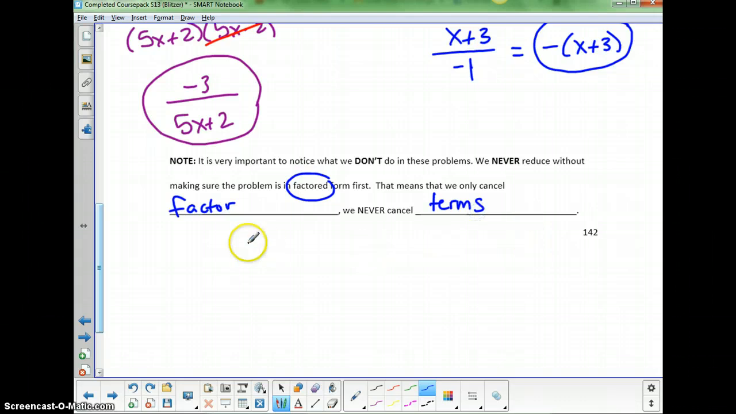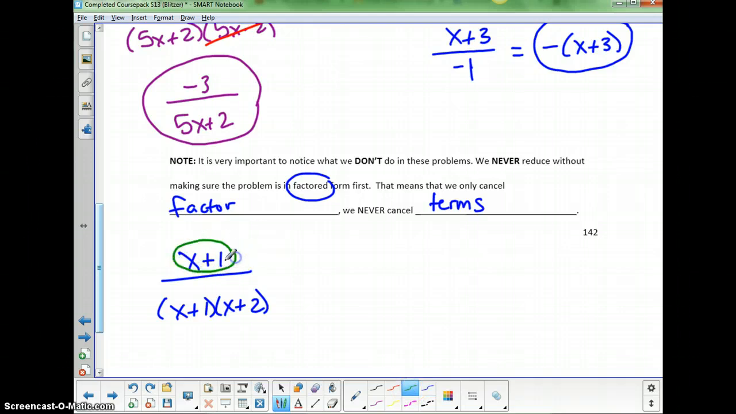Okay, so an example is if I have something like x plus 1 over x plus 1 times x plus 2. A factor is an entire unit. So my x plus 1 factor is going to cancel with the x plus 1 factor. That entire group will cancel to leave me with 1 over x plus 2.